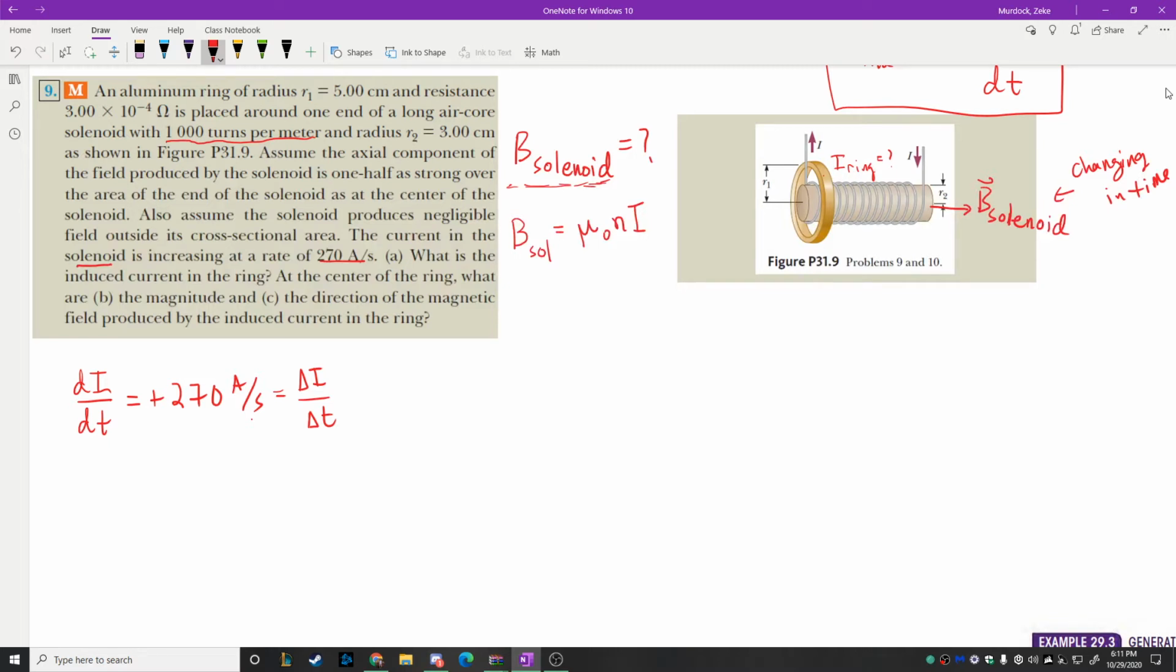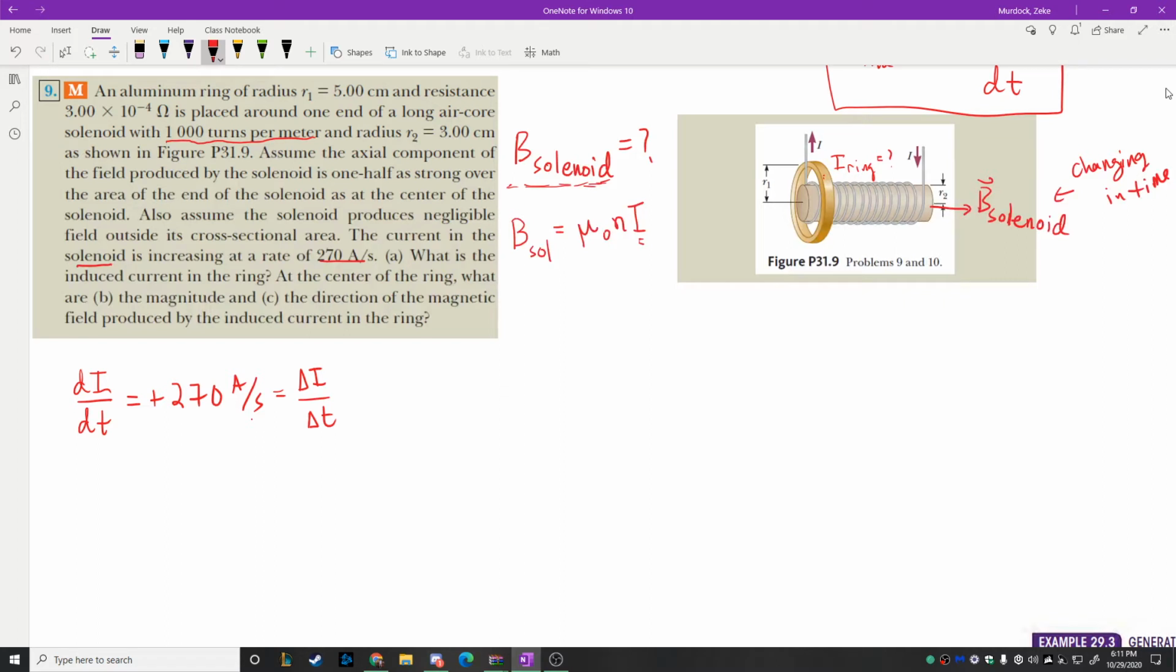Now in this problem, at any moment in time, we don't actually know what the current is. We could say something like it starts at 0, and if there's no current, you get no magnetic field. But there is going to be a magnetic field in the solenoid produced like this. And we can't really calculate it because we don't know what I is. All we know is the rate at which I is changing. But they don't ask us to calculate that, right? They say, what is the induced current in the ring? So we're looking for the current that's induced in this ring right here.